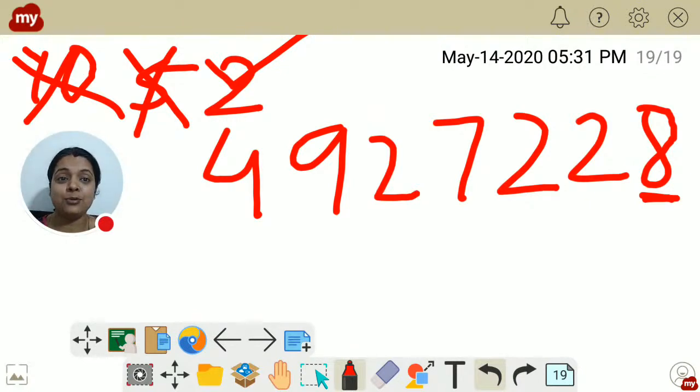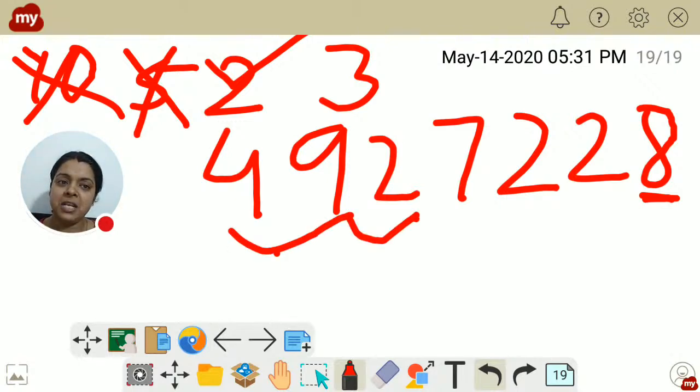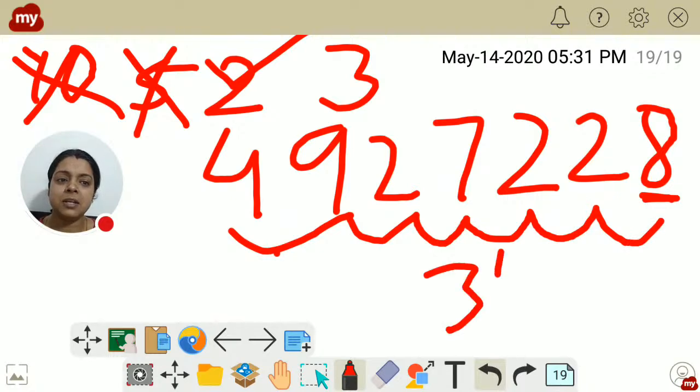Now let's take 3. How? Let's add up all the digits. 4 plus 9, 13, plus 2, 15, plus 7, 22, 24, 26, and plus 8 comes 34. Repeating: 4 plus 9, 13, 15, 22, 24, 26 and plus 8 comes answer 34. 34 is not divisible by 3. If 34 is not divisible, the number is not divisible by 3.